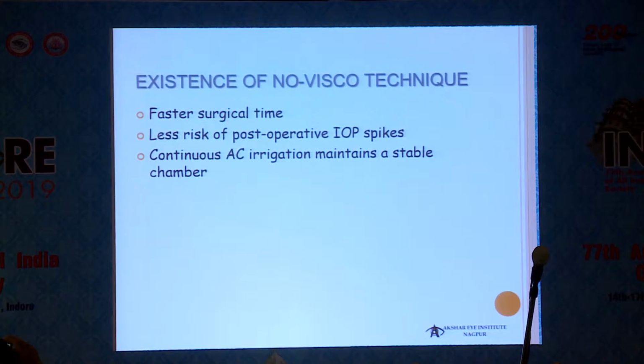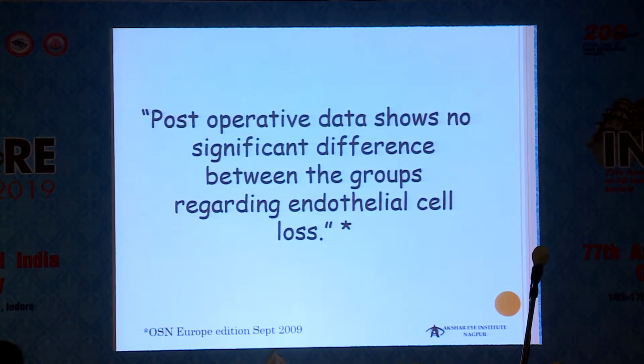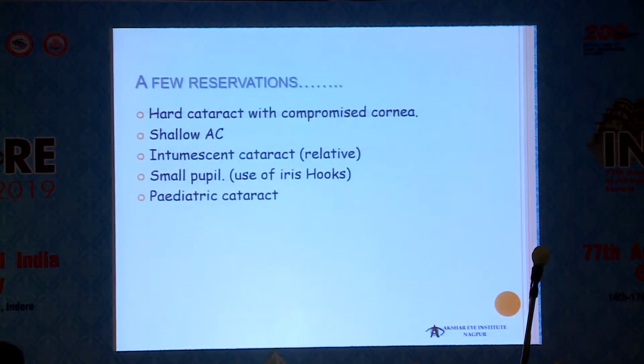This is the one: continuous irrigation with your left hand, you actually make the fixation of the eye. The patient cannot move, because most of us are operating under topical anesthesia. So this continuous irrigation with the bimanual technique helps you fixate the eye. It protects the endothelium in a similar way. Fixation I've already told you. Toric lenses too, because that becomes the end stage. And the post-operative data shows there is no significant difference in endothelial cell loss. So it is possible, but not in all cases.